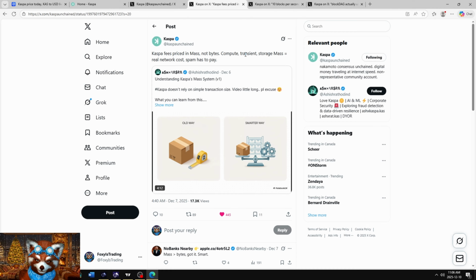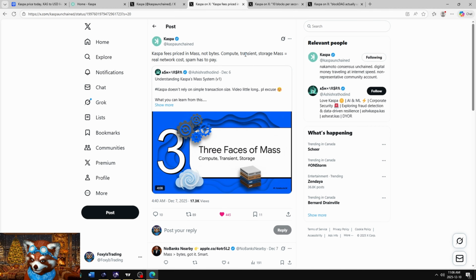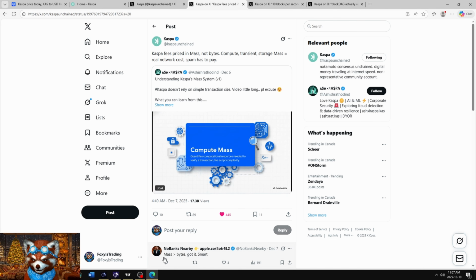Okay, so instead of paying for your size, you pay for the real cost your transaction puts on the network. And that is what they are saying and breaking down, the 3 types of mass that they use. Okay, so basically simple, like this guy said, mass over bytes, got it, smart.